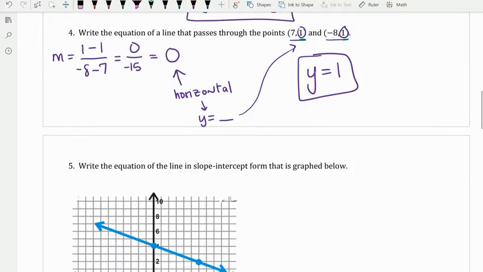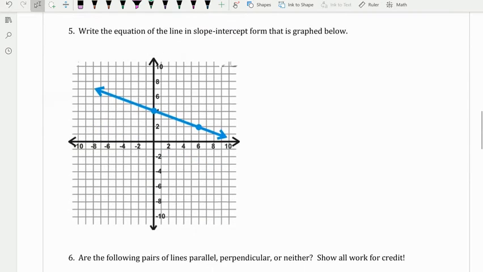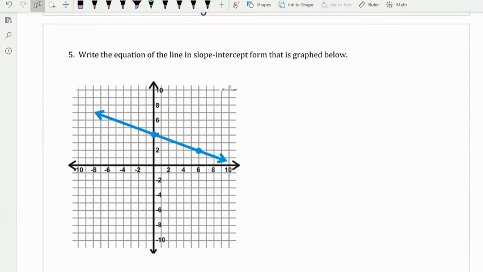All right, on the next page, we've got equation of a line from a graph. Most of you did really well on this one. This one we're just going straight to y equals mx plus b. We need to find our slope and we need to find our y-intercept, right? To find the slope of my line, I can pick 2 points on my line. So we've got that one and that one, and we're going to count our rise over run, right?